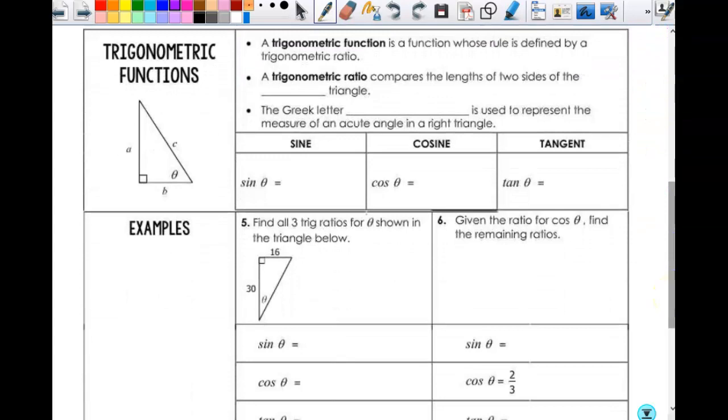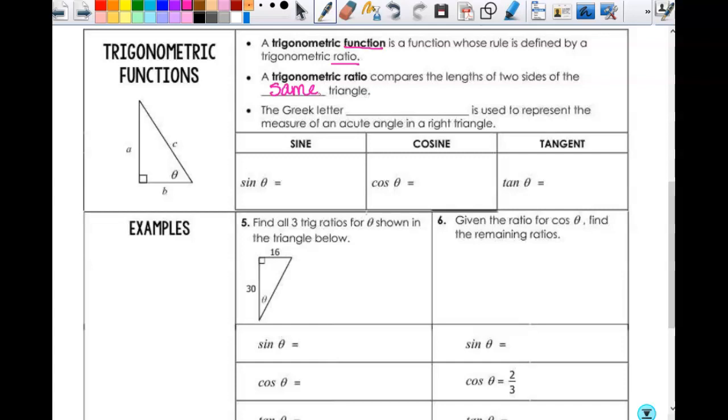A trigonometric function is a function whose rule is defined by a trigonometric ratio. So you'll hear me use those terms interchangeably, like what is the trig ratio or what is the trig function that we use. A trigonometric ratio compares the lengths of two sides of the same triangle. Whereas usually when we do proportions, we're looking at the hypotenuse of this triangle related to the hypotenuse of this one, but we're finding ratios from just one single triangle here.